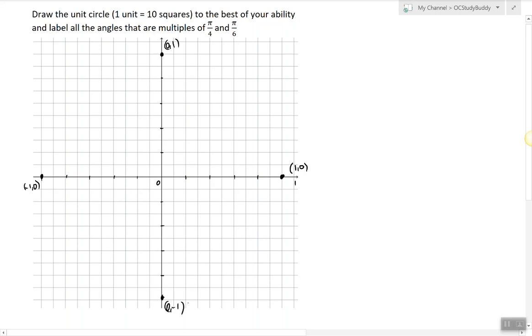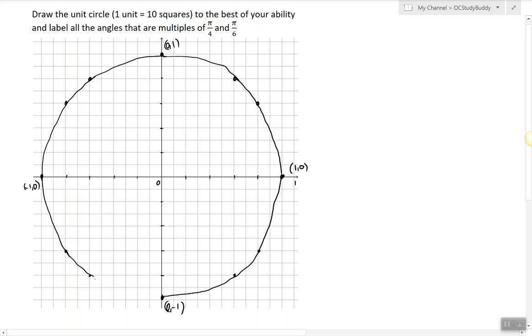The following points will also be on the unit circle. And with that many points, we can draw a decent circle. So I'm just going to connect the points. And this is what we're going to use as our unit circle.